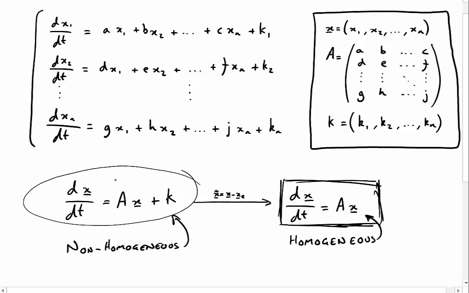Okay, dx by dt equals ax plus k. All right. Well, this is actually what's known as a non-homogeneous case, and I'm going to come on to what that actually means in just a second. But if you remember, we can simplify this even further by making a transformation.